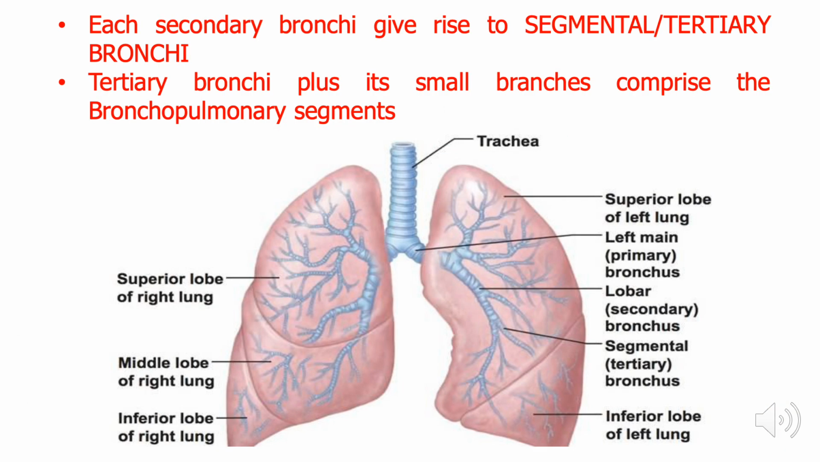The secondary bronchi will give rise to the tertiary bronchi or segmental bronchi. Now take note of this. Each tertiary bronchus and its branches will supply a certain portion of the lungs. Again, a particular tertiary bronchus and its branches will supply a certain portion of the lungs. And that portion of the lungs plus the tertiary bronchus and its branches will now be collectively called the bronchopulmonary segment.